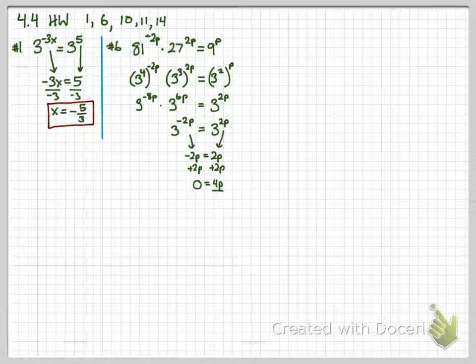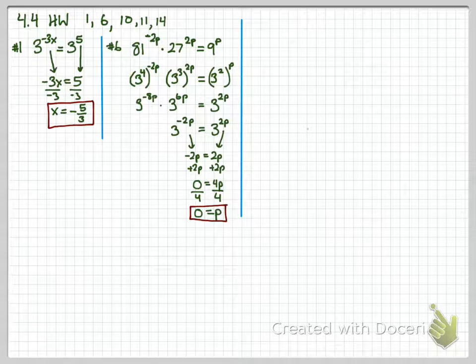Is that too fast? Maybe I'll go back. So let me do this. There is our negative 2p equals 2p. I'm going to add the 2p to both sides. 0's on the left-hand side, 4p's on the right-hand side. Going to divide out the 4. So 0 divided by 4, when 0 is in the numerator, we get 0. Right-hand side, we just have p, and p is equal to 0.